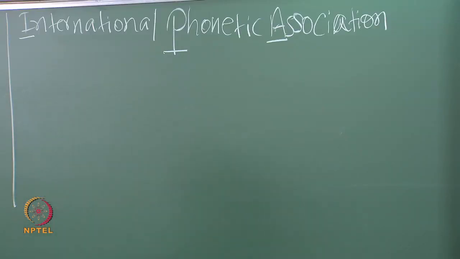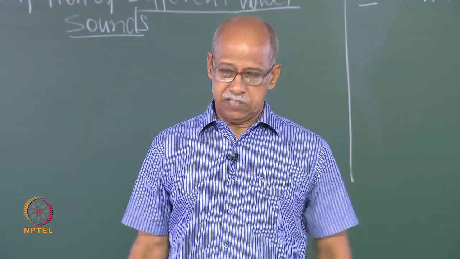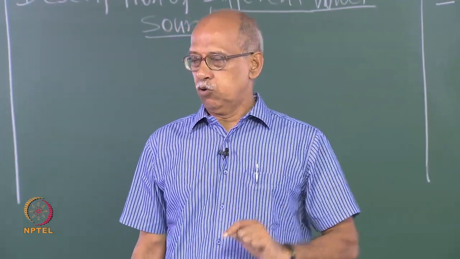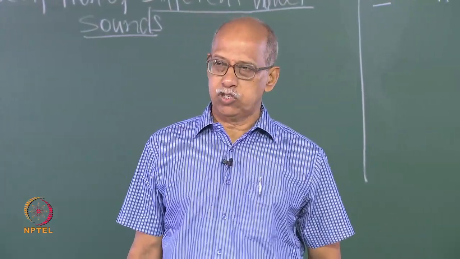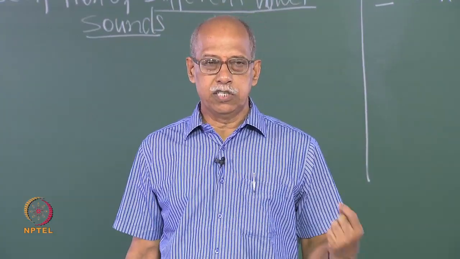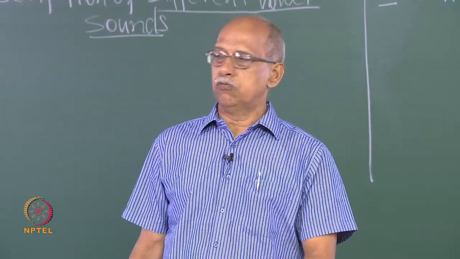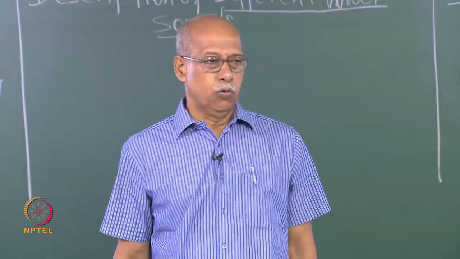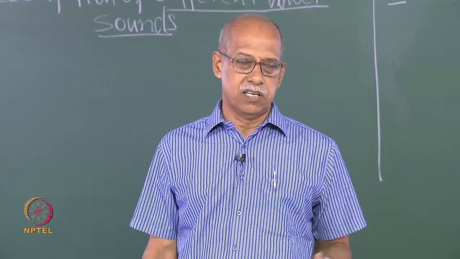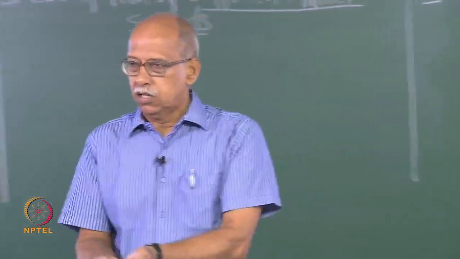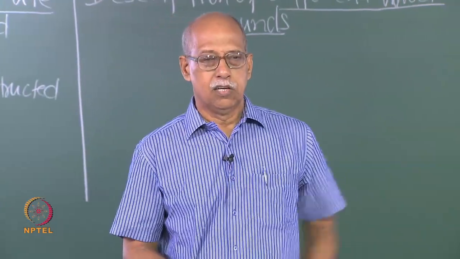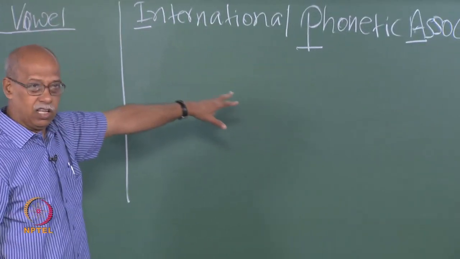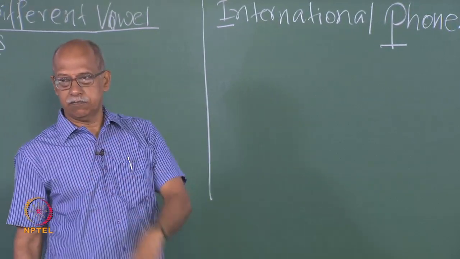Okay? So they agreed upon an alphabet, a system, a set of symbols used to indicate sounds, which are not peculiar to any language, which is international, and which is used to indicate a particular sound produced in a particular manner. So when we talk about speech sounds, we use those symbols. Just as in different sciences, in trigonometry you have one set of symbols, in algebra you have another kind of symbols.